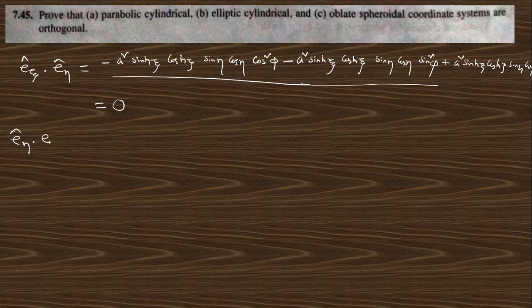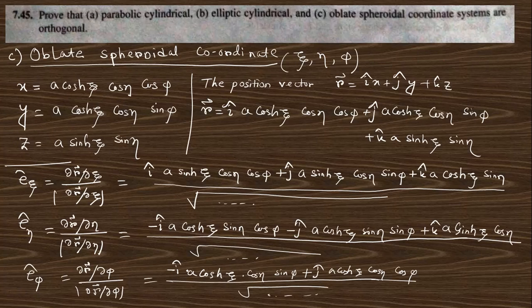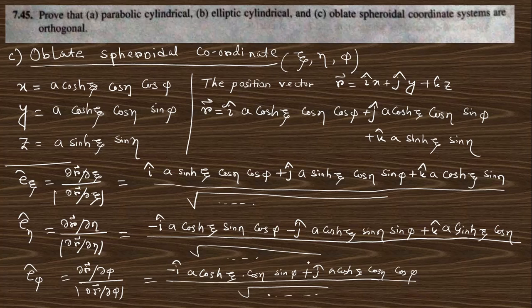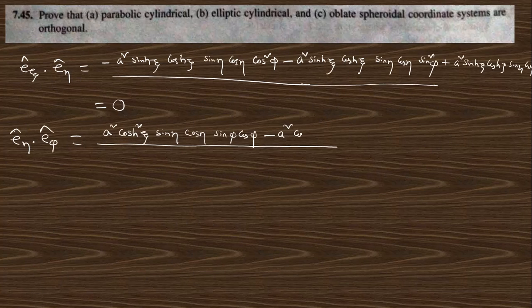Similarly, E eta dot E phi. So if you dot product these two terms, that is a square cosh square zeta sin eta cos eta sin phi cos phi, and this will give you minus a square cosh square zeta sin eta cos eta sin phi cos phi, and root under the denominator. So this gives you 0.